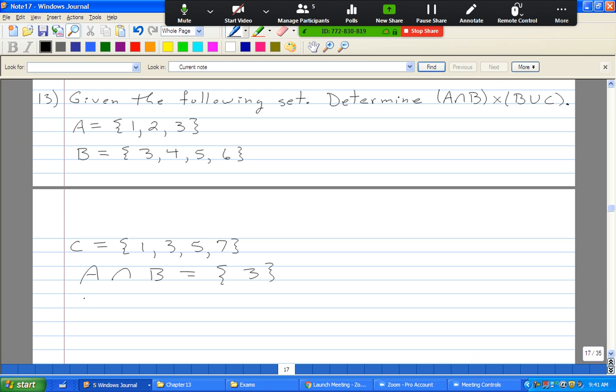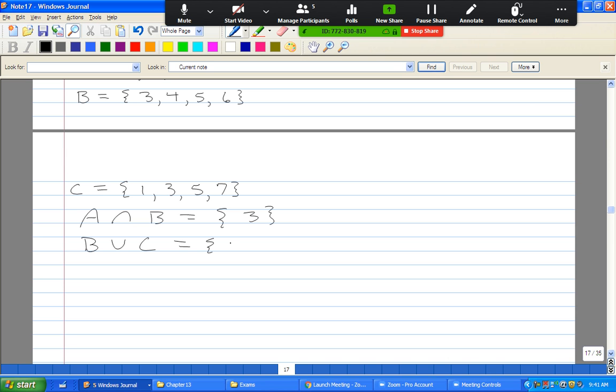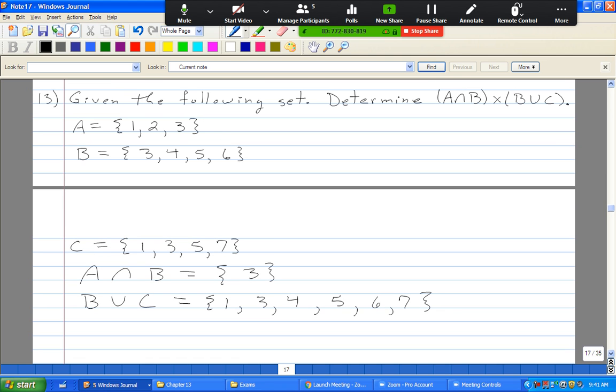Let's determine B union C. So what is in either B or in C? 1, 3, 4, 5, 6, 7. So that is what is in either B or C.